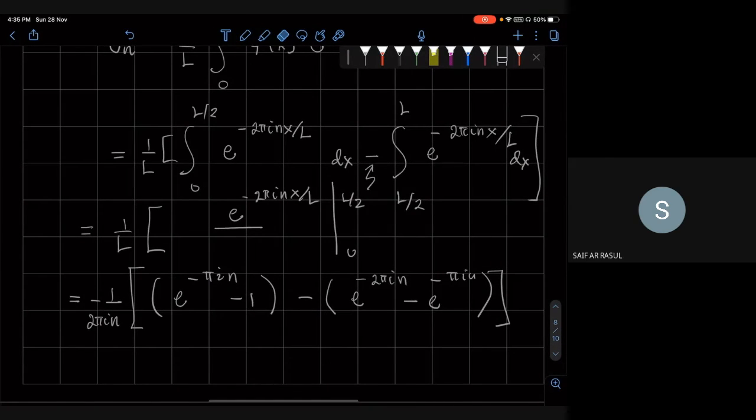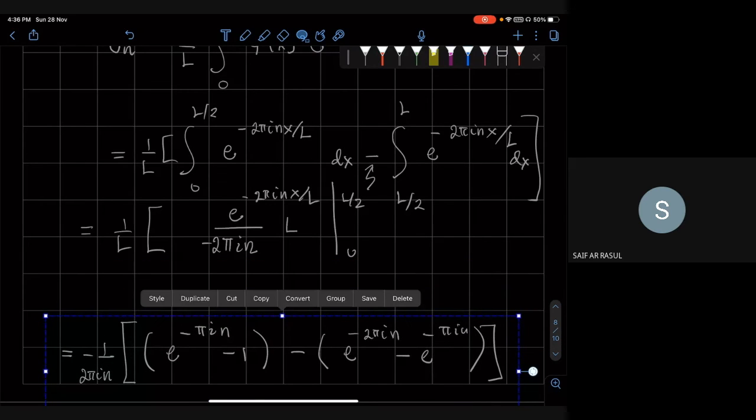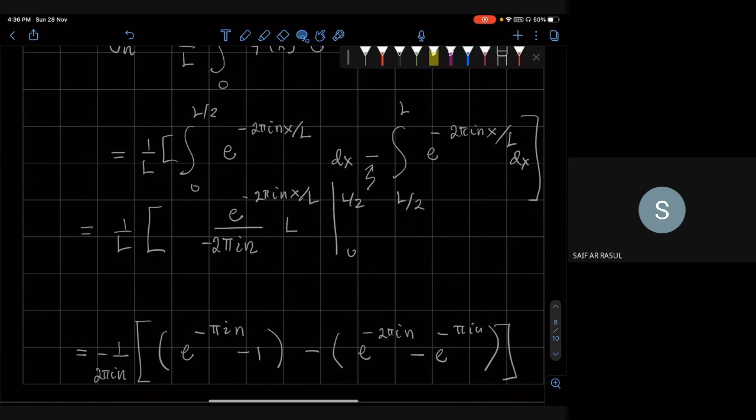And here we have the L, so in the denominator I have minus 2 pi i n L. Okay, and can you guys hear me? Yes. Okay. All right. Please let me know if you detect any error in my calculation.